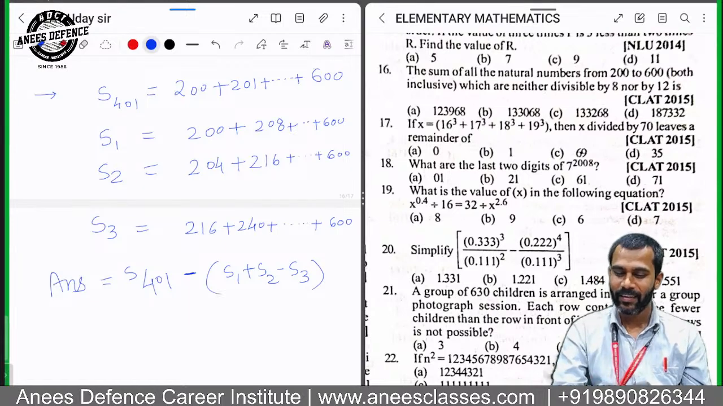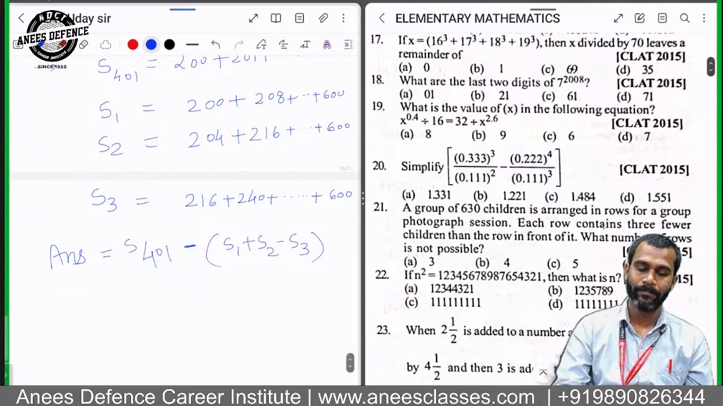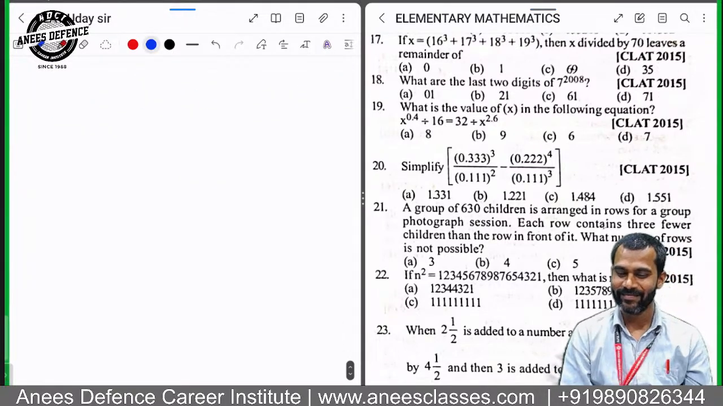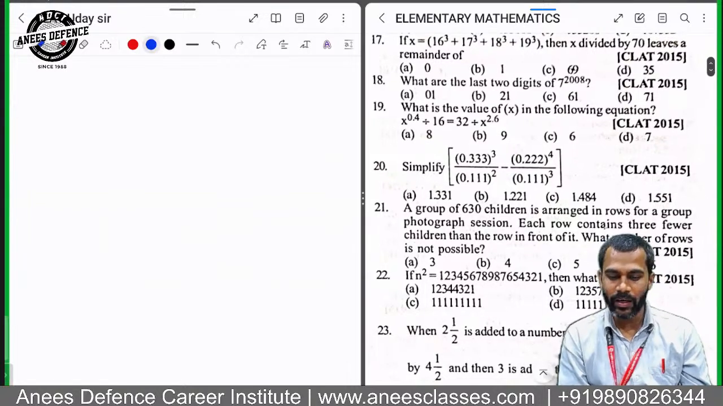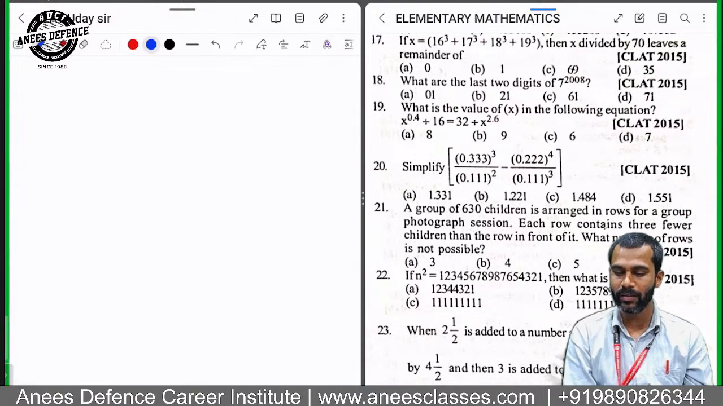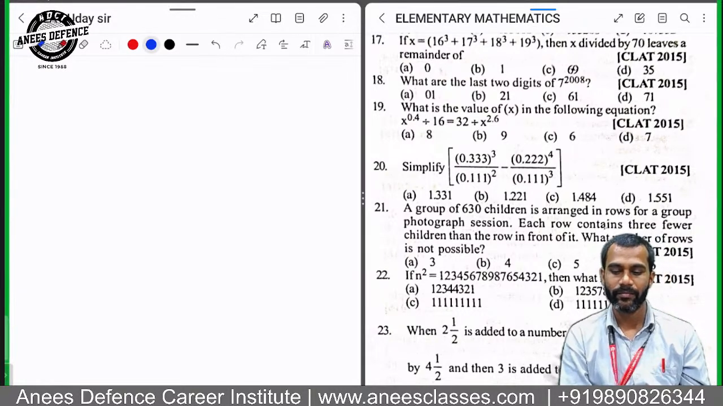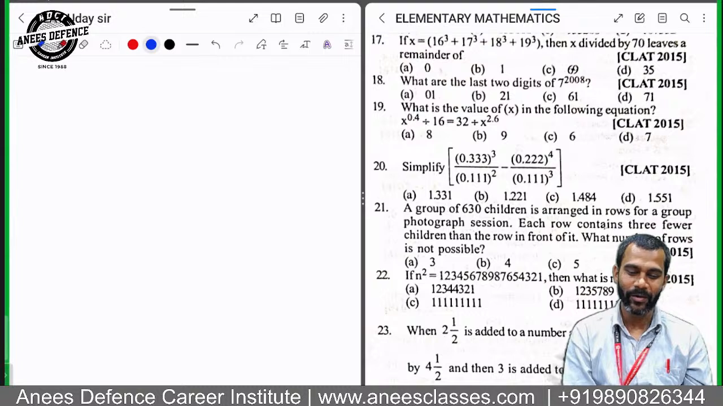Okay, next question. Please try to solve question number 17. X is 16 cubed plus 17 cubed plus 18 cubed plus 19 cubed. X is divided by 70 and leaves a remainder of what? What is the remainder? Very easy. Concept of remainder. Basic topics. Tell me, very easy.